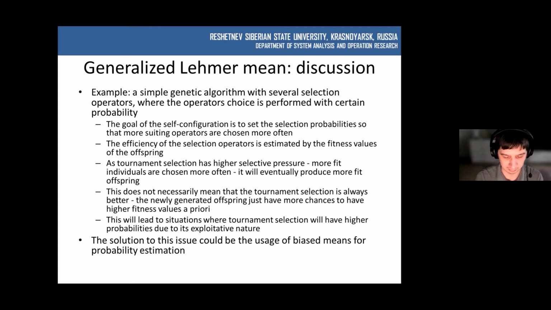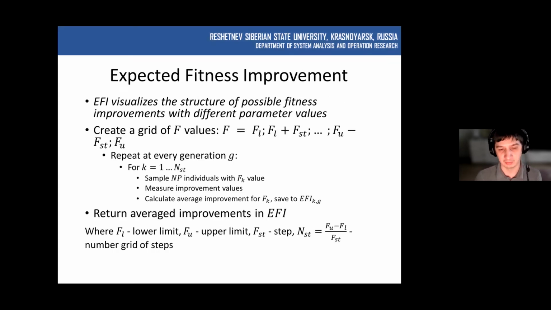This is exactly the same situation. We are distracted by these good results of tournament selection, but actually it may not be as good as we think it is. So this is the bias in parameter adaptation that happens. So we should fight this bias somehow. One of the ways is this lemma mean.